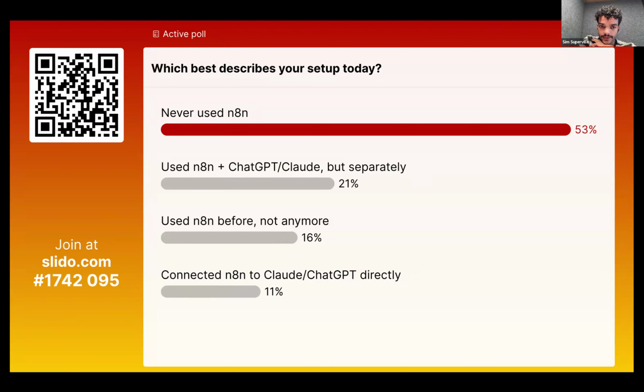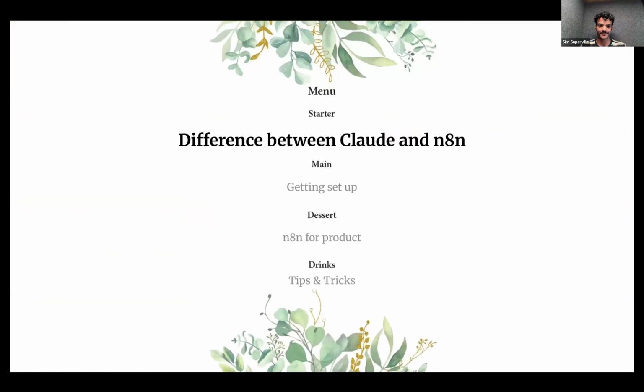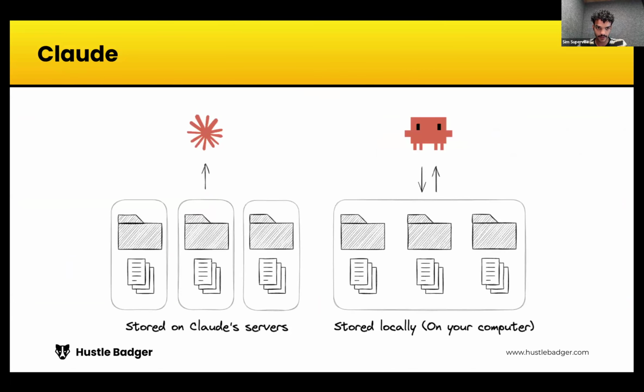Cool, nice. So it seems to be pretty overwhelmingly never used n8n, which is great. Hopefully I can convince you over the course of the next hour to use it. And for those that have used n8n and ChatGPT or Claude separately, this will hopefully be a massive unlock for you, to get the most out of n8n. I also appreciate that you've probably got lots of other stuff battling for your attention at the moment, so thank you for taking the time, and hopefully it will be worth it for you. I'll start off with what is Claude.